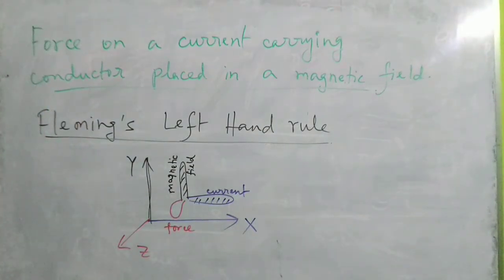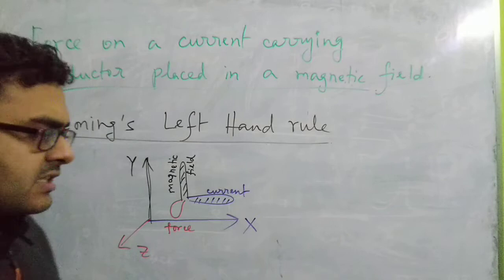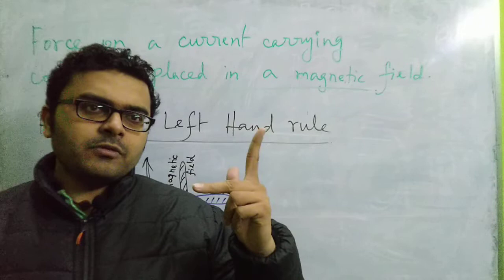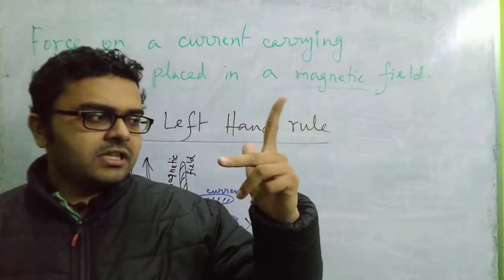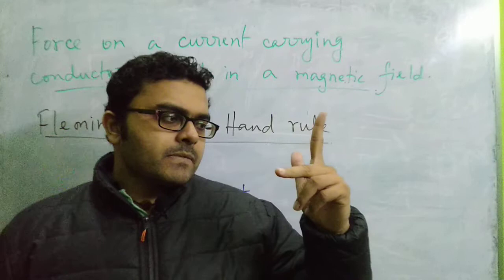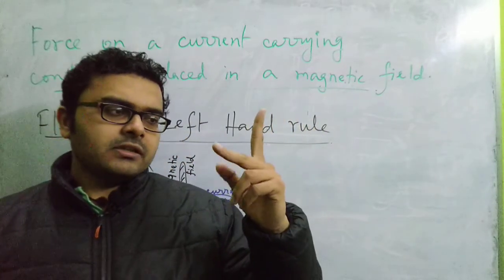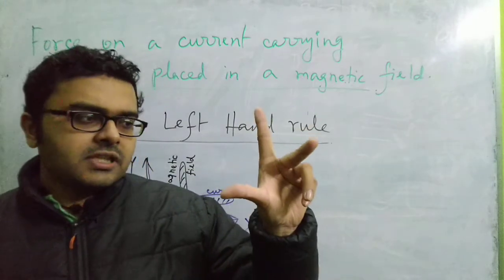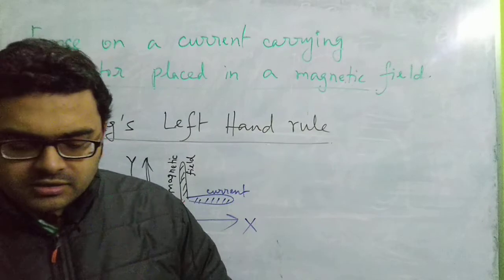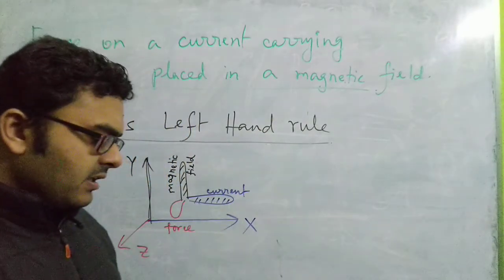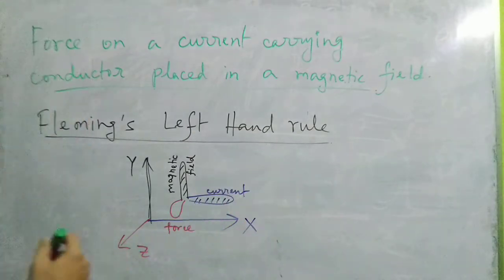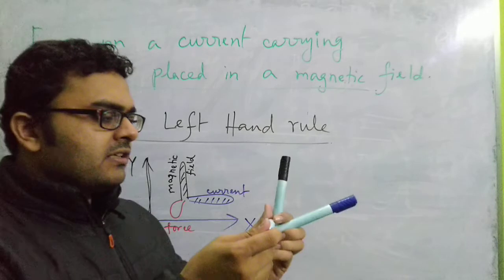So if you just want to have a statement of Fleming's left hand rule, how can you say that? If we stretch three fingers of our left hand, the thumb, index finger and the middle finger, mutually perpendicular to each other, then if the index finger gives the direction of the magnetic field, the middle finger gives the direction of the current flowing through the conductor, then the thumb will point out in the direction in which the force acts on the conductor. So see, if here the magnetic field is in this direction, the current is flowing in this direction, then the force will act in this direction.